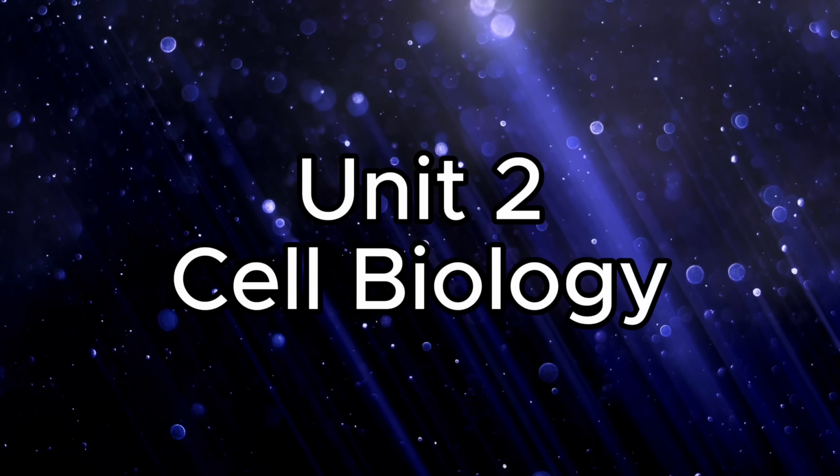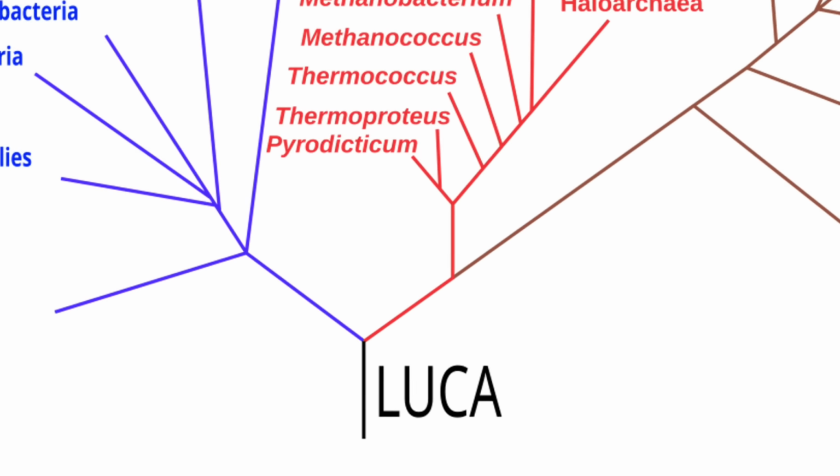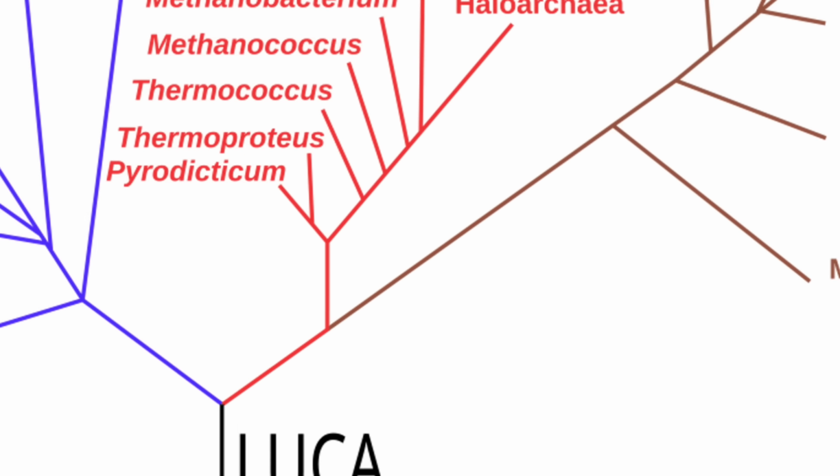Let's move on to Unit 2 on the topic of cell biology. The first part of this unit pertains to the very important idea that all living things are made from cells. As such, we're introduced to the concept of the last universal common ancestor, which presumably passed down its cellular structure to all of its descendants, including us.